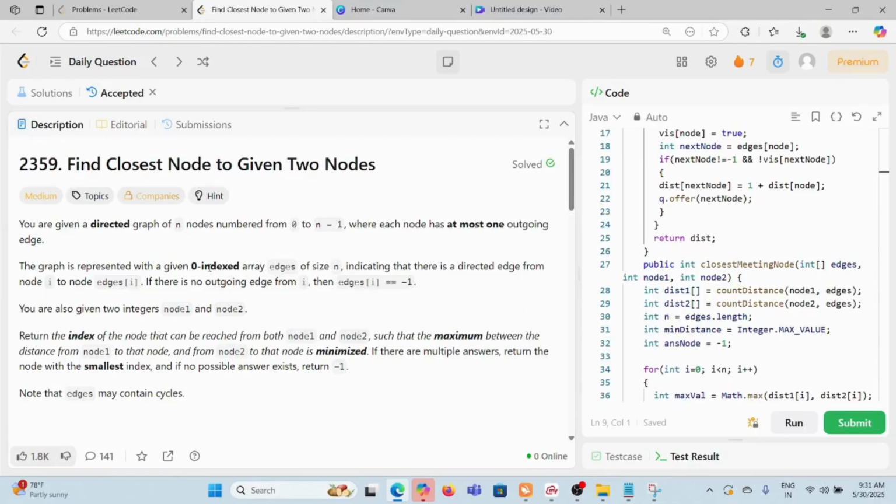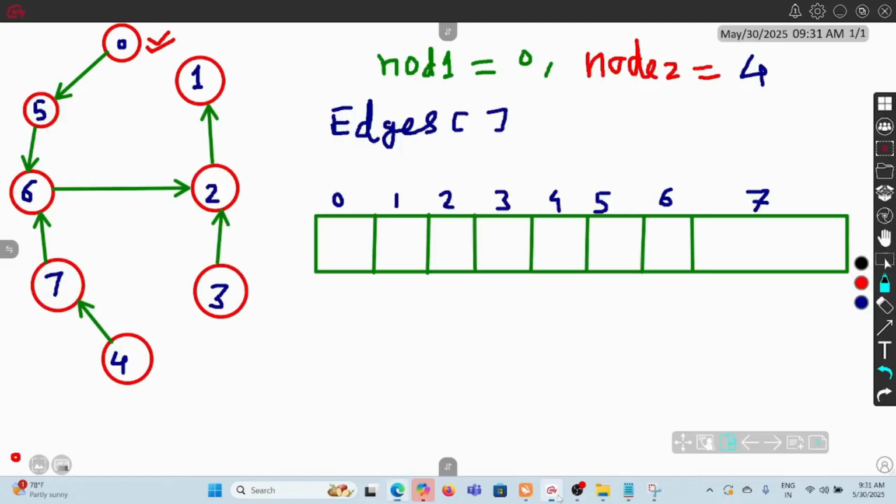So the graph is represented by zero index array edges. Edges are in such a way you can visualize here. For example, this is our graph. Let's say node 1 is 0 and node 2 is 4. How will the edge look? For example, from 0 to 5 there is an edge, right? So there we would mention 5 like this. Now come to 1, it doesn't have any outgoing edge, so it would have -1.